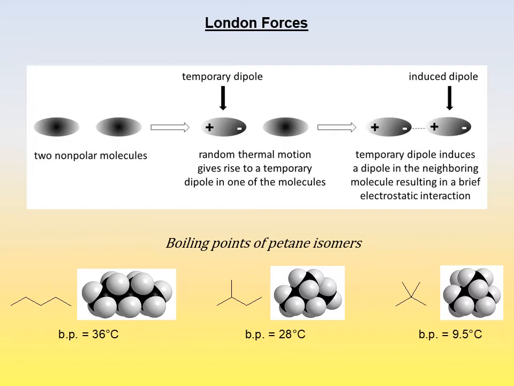Isopentane has a little bit smaller surface area, so a bit lower boiling point, 28 degrees Celsius, so a weaker set of London intermolecular interactions. Neopentane is spherical, almost a perfect sphere. A sphere has the smallest surface area for a given volume, in this case for a given number of atoms, and that means that London forces are the weakest, because one molecule of neopentane is in contact with the fewest number of molecules of these three isomers.